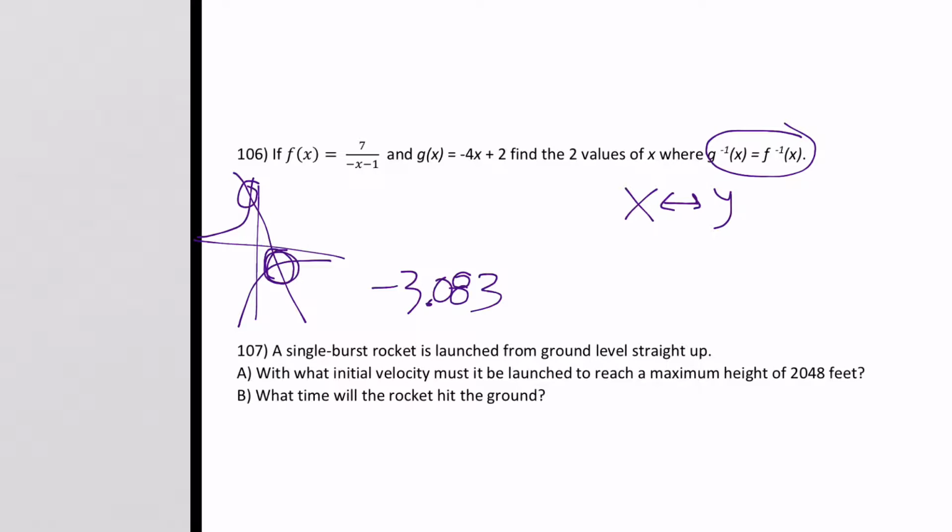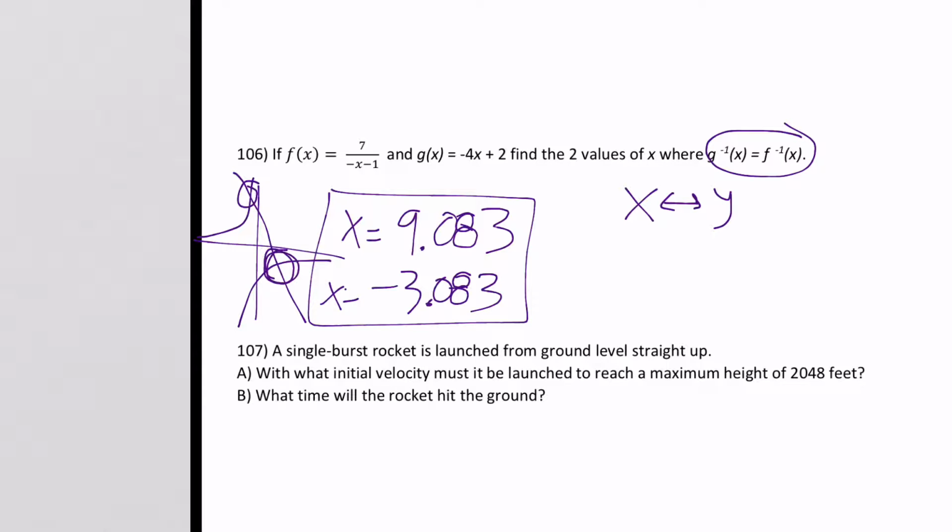And if I calculate the other intersection point, so second trace, option 5 is intersect, enter, enter, move now to the left, so I'm on the other intersection point. That happens when the y value is 9.083. And so those are the two x values where f inverse equals g inverse. And that was a really clever way to solve it. It would be super cool if you thought of solving it that way. And maybe if you didn't, I think you should be able to understand why that works.